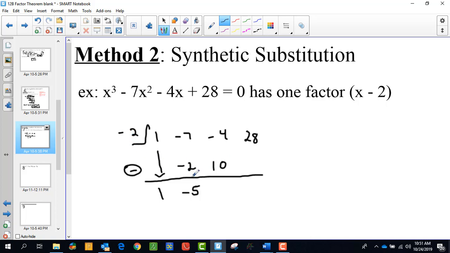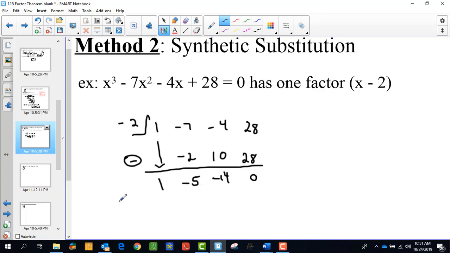Okay, so I'm multiplying again here to get 10. Minus 4 minus 10 gives me minus 14. And then minus 2 times minus 14 gives me 28. And when I subtract those, I get 0. And then what we do is we put the coefficients onto the powers. So we have the powers of x. So we have 1x squared, we have minus 5x, and we have minus 14.